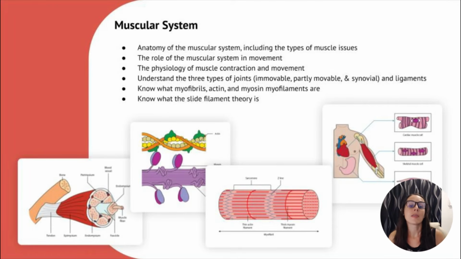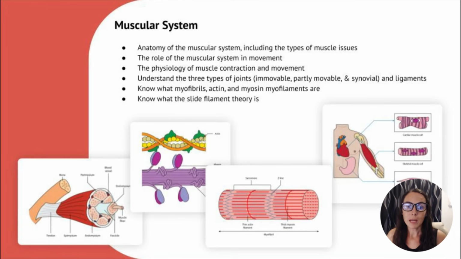You want to know that skeletal muscles consist of muscle fibers and they're connected to bones through connective tissues called tendons. There's four properties of the muscular system. So the four properties would be excitability, contractility, extensibility, and elasticity.